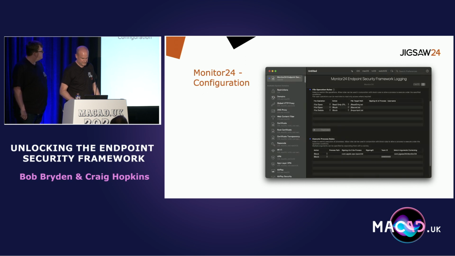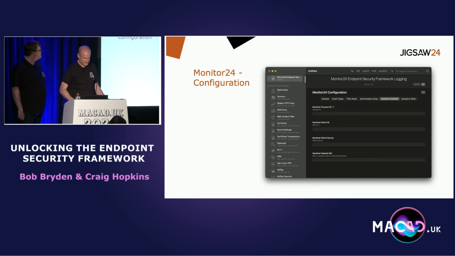File operation rules. This is where the auth part of it comes in. At the moment, we're restricting file operations like open, write, and read only as well. So you can set a file to read only, and even if the user is root, they still can't edit that file. We've got execute process rules, so we can block applications by signing ID, by team ID, or path. You can also team up allow and block, so you can make conditions to allow certain apps to run a process, but block a user running it.